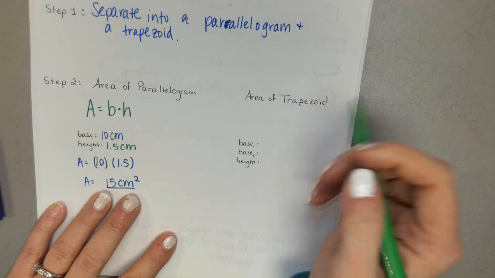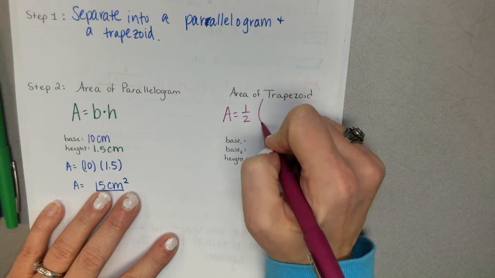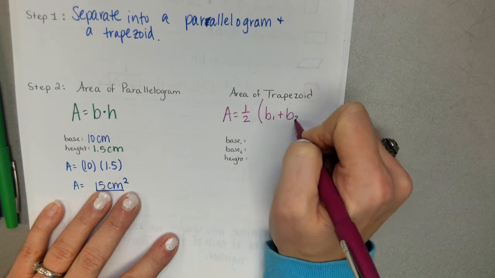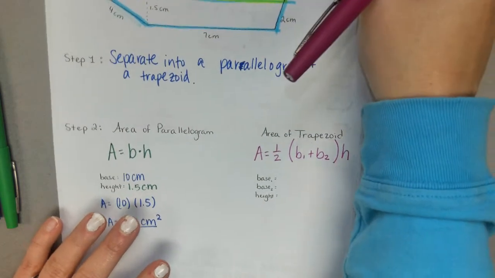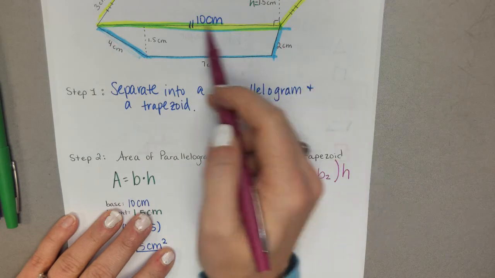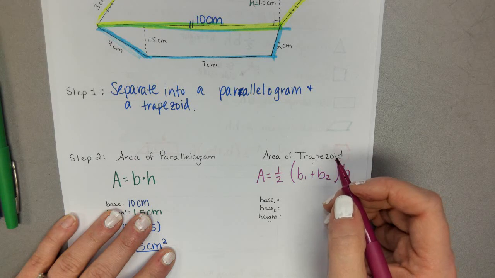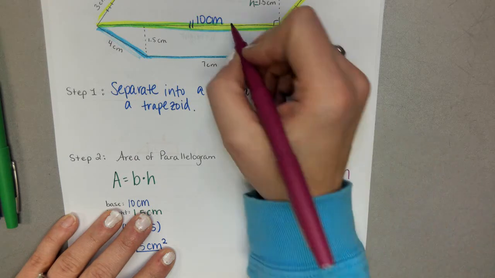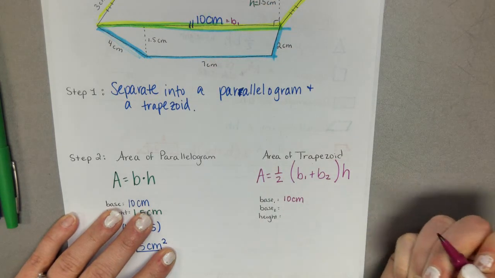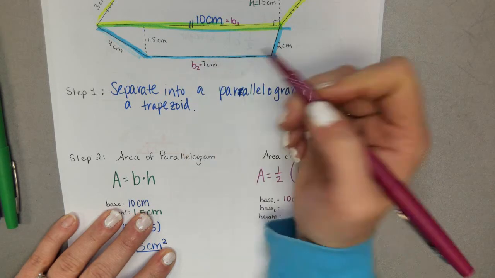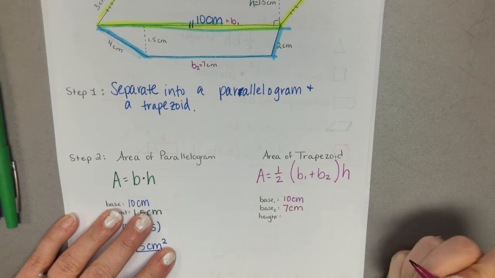For the trapezoid, our area formula was 1/2 base 1 plus base 2 times the height. Okay, so this is the one I told you we would revisit. Here we are. So here's our trapezoid. Base 1 is what we're going to call the upper base. That is 10 centimeters. And base 2 is our lower base, and that is 7 centimeters.